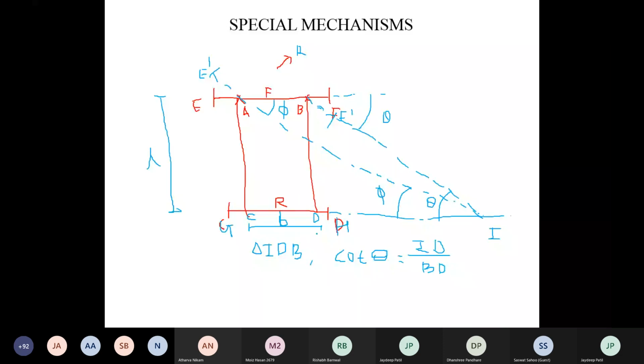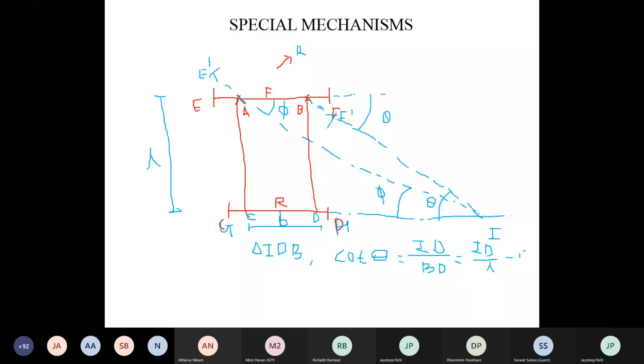Okay, now you have to consider here triangle IDB. Find out the cot theta means you will get the ID upon BD. If you see figure, BD is your distance between the two front and rear axle. Means you will get here ID upon L. Now this is the first equation.